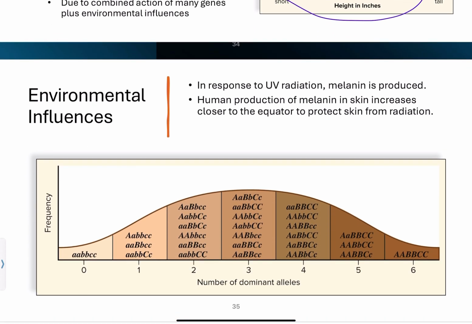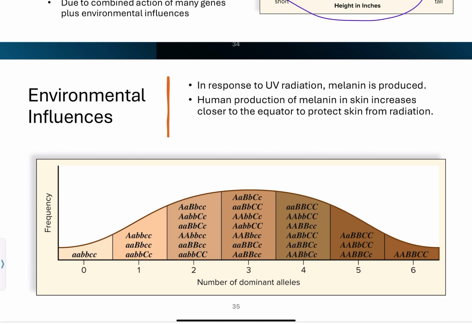And things can get even more complicated when you factor in the environment. So traits like cleft lip, diabetes, allergies, schizophrenia, and even some cancers are multifactorial, meaning they're influenced by both genes and environmental factors. So for example, you might inherit a genetic predisposition to diabetes, but your diet, your lifestyle, and exercise habits will play a big role in whether or not you actually develop it.